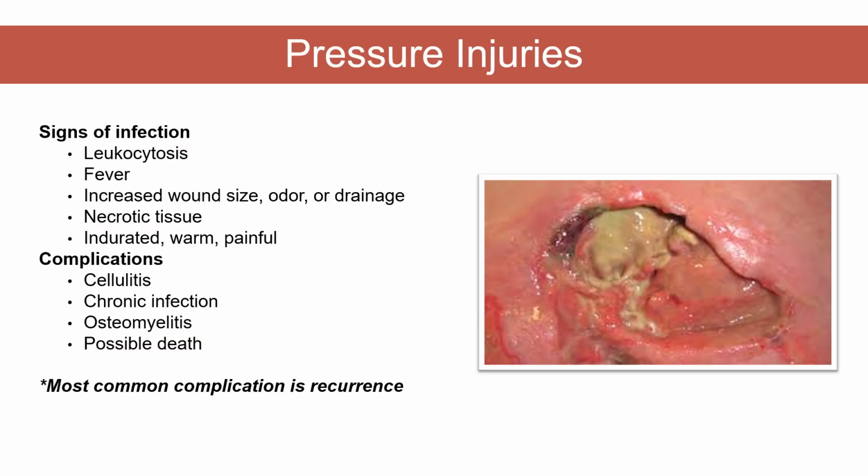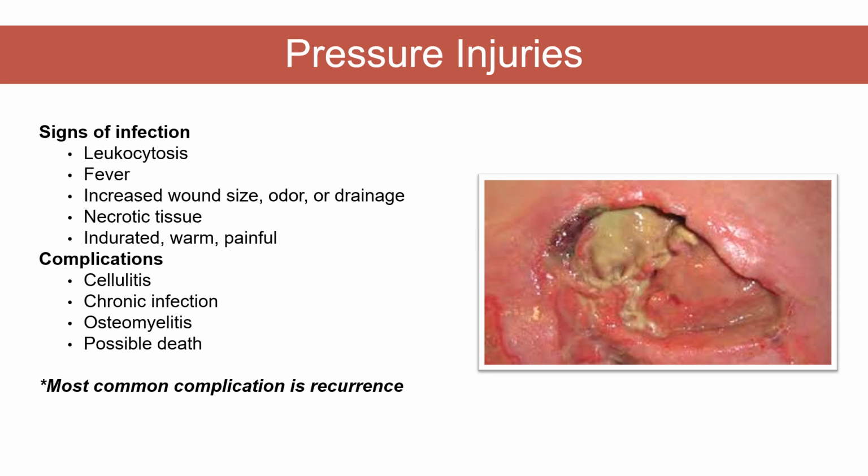So how do you know when a pressure injury is infected? Just because you have a pressure injury does not mean it's infected. You're going to have leukocytosis, which is an elevated white blood cell count. You're going to have fever, and the wound is going to increase in size, odor, and drainage. You may see some necrotic tissue there. It can be slough or eschar, that black leathery look to it. It can be indurated, warm, and painful.